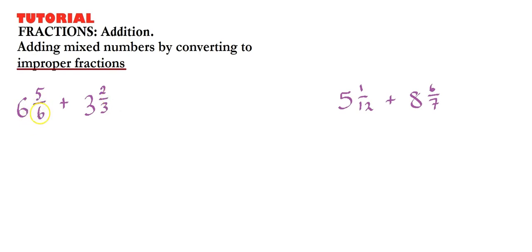So it's denominator times whole number. So in this way, it's 6 times 6. And then you add the numerator. So 36 plus 5 is 41 over 6. Here we have 3 times 3 is 9, plus 2 is 11. And what's the denominator? In this case, it's 3.